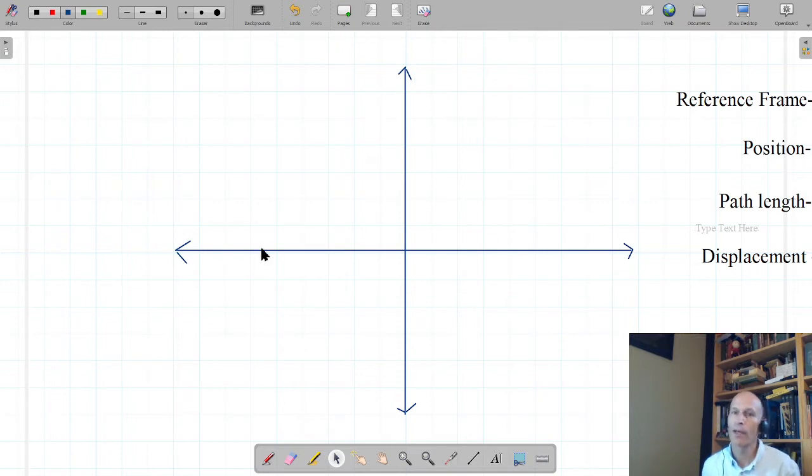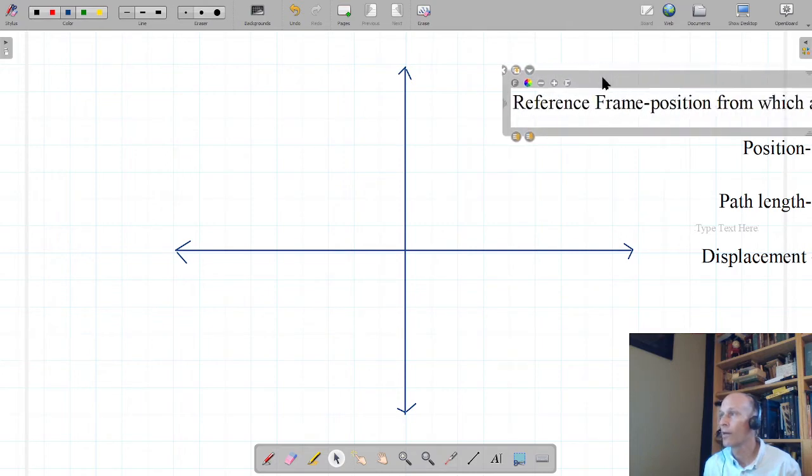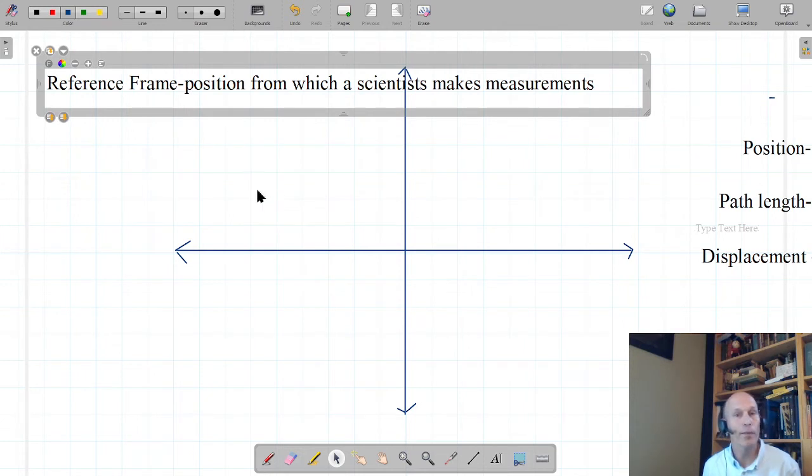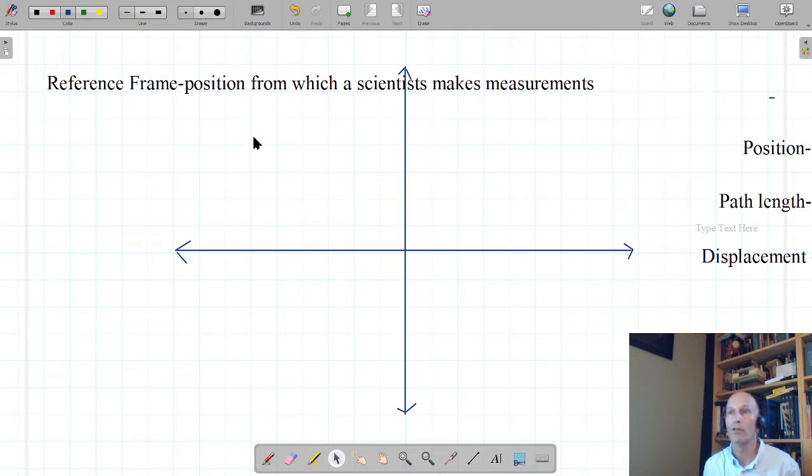Okay, so first thing I want to talk to you about is the importance of measurement. We've already discussed this a little bit in class, but remember that one of the basic skills of a science is measurement. And when you make a measurement, there's something you need to consider, and that is where you are. If you make a measurement, we say that you're in a particular reference frame, making the measurement from that reference frame. It's the position from which you are making your measurements.